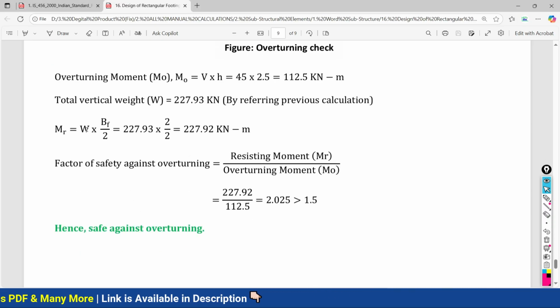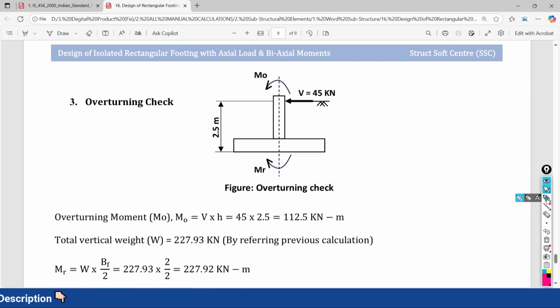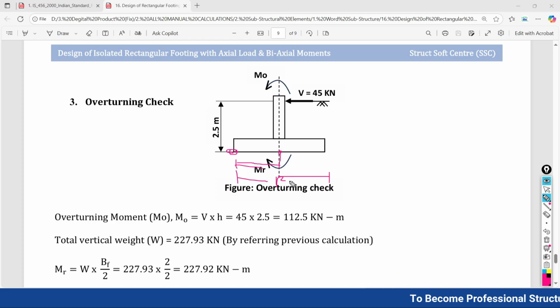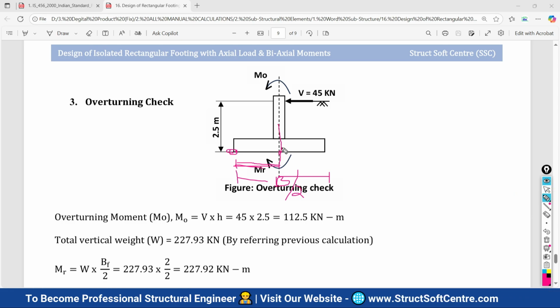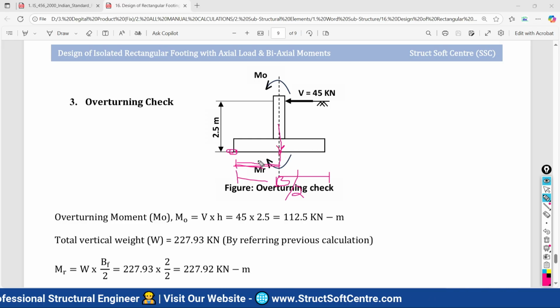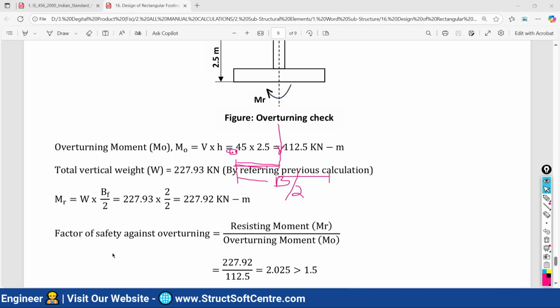Resisting moment will be equal to the overall weight multiplied by the width of the footing divided by 2. We already have seen, we are going to fix this point, and from this point the perpendicular distance will be what? This is the width of the footing. So half of the width of the footing we will get this distance, because we want the perpendicular distance from the point where your vertical load is acting. So the total weight is going to act from this point. So total weight multiplied by BF by 2. Finally you have to do this calculation.